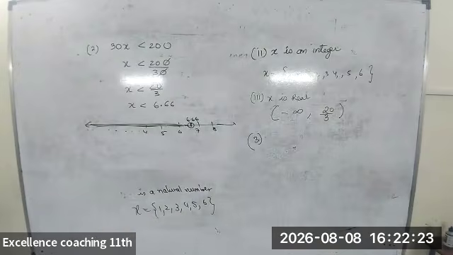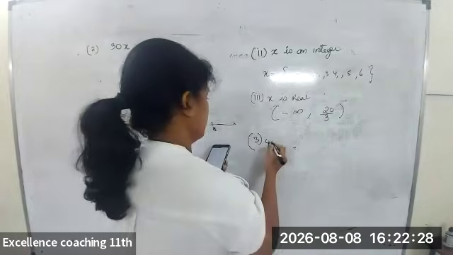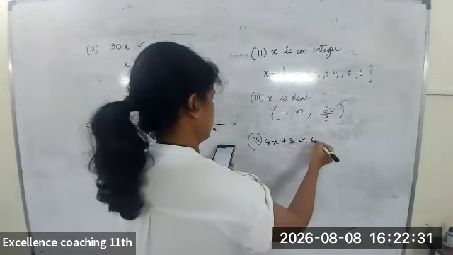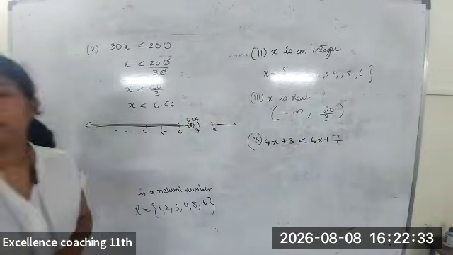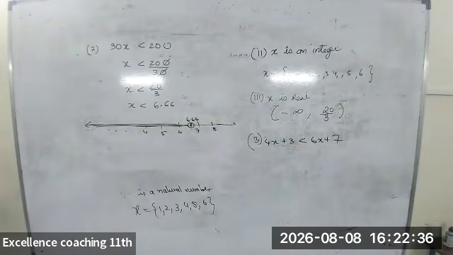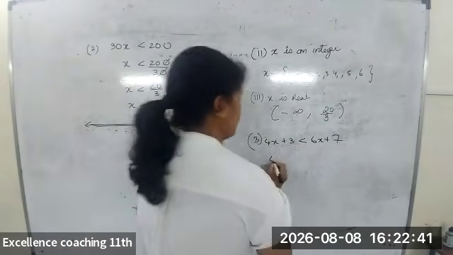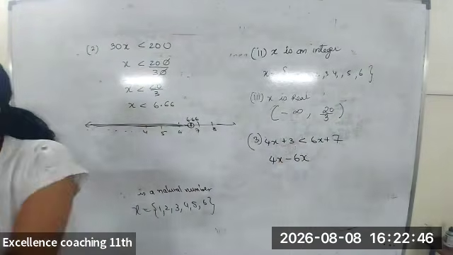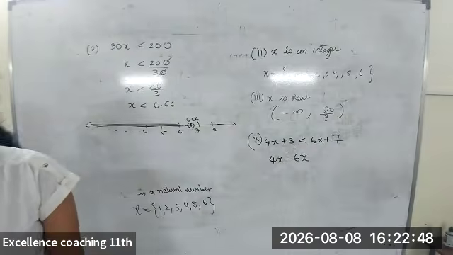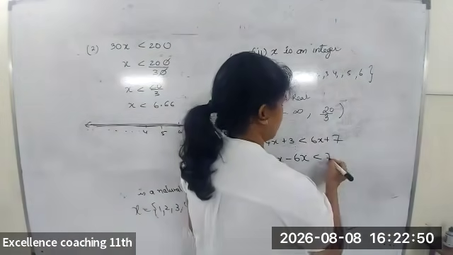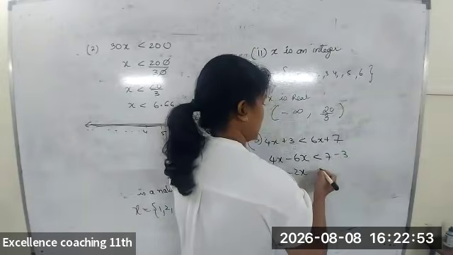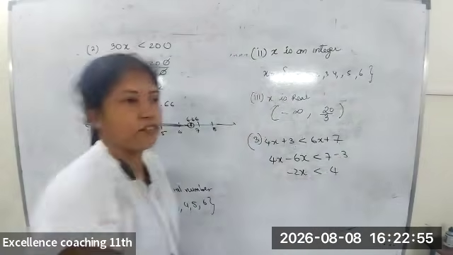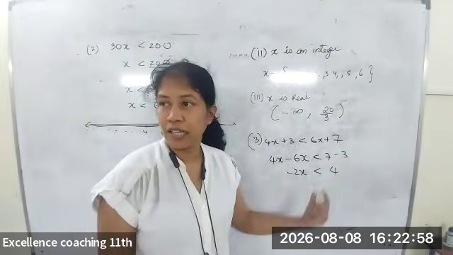4x plus 3 is less than 6x plus 7. Now wait, when there is a negative number, I'll tell you. 4x, sign change rule will come. Till this step, you all must have got, no? So simply don't take -2 on the other side now.